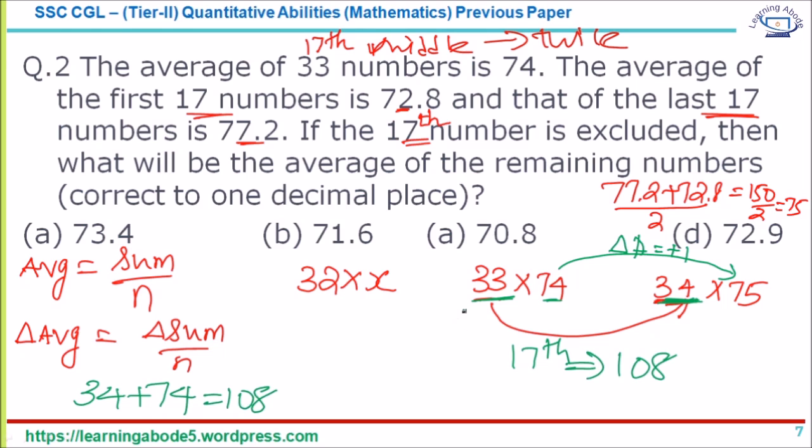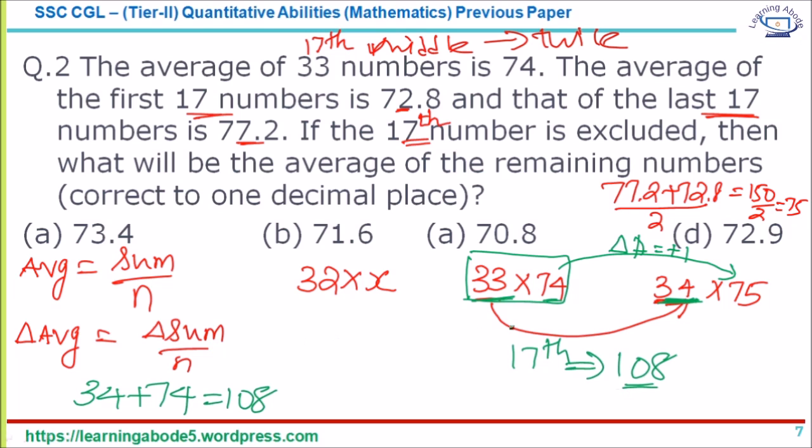Now the question says, what happens in this 33 into 74 if you reduce that 108, right? See, the conventional method you can anyhow solve, but the problem with the conventional method is that you have to be very quick. You have to write down 33 into 74 and calculate that, and then do it. So that's time consuming.